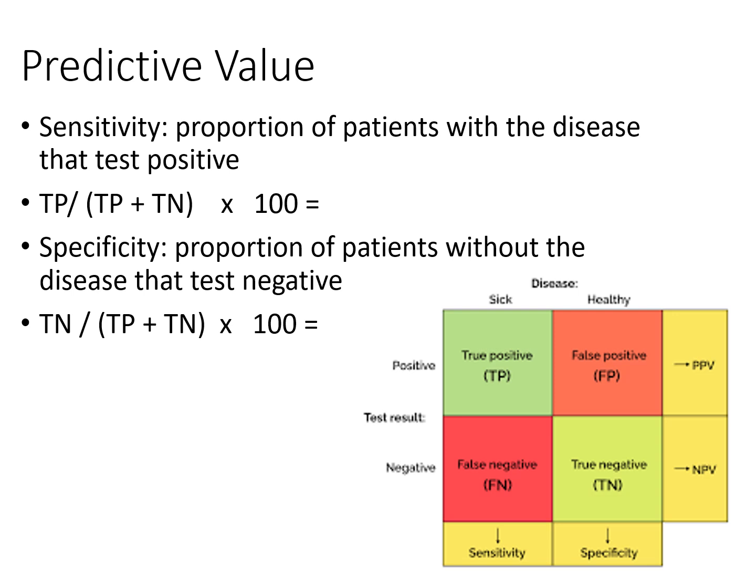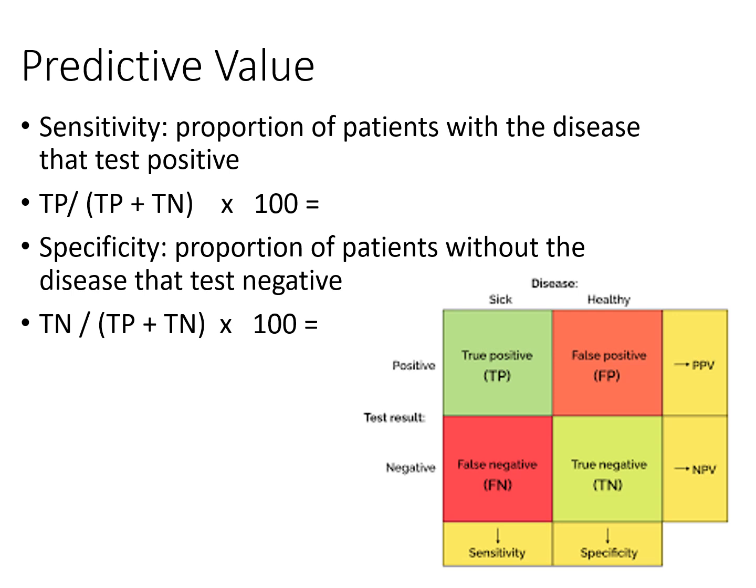We talked about predictive values. So sensitivity is the proportion of patients with the disease that actually test positive. To do this calculation, you're going to take your total positives divided by your total positives plus your total negatives. And then again, we're going to multiply that by 100.